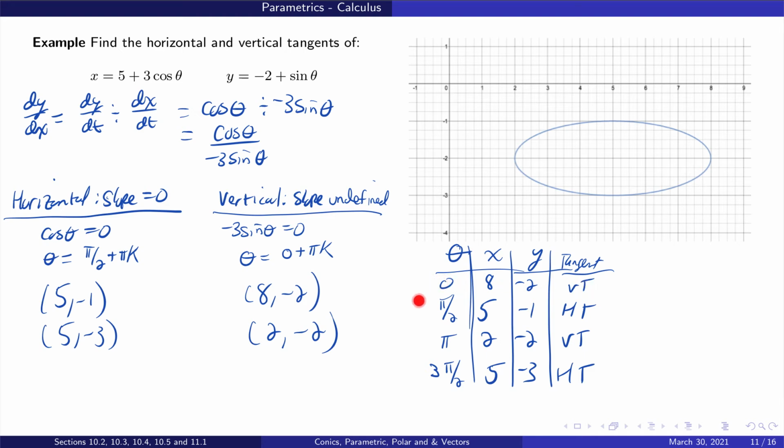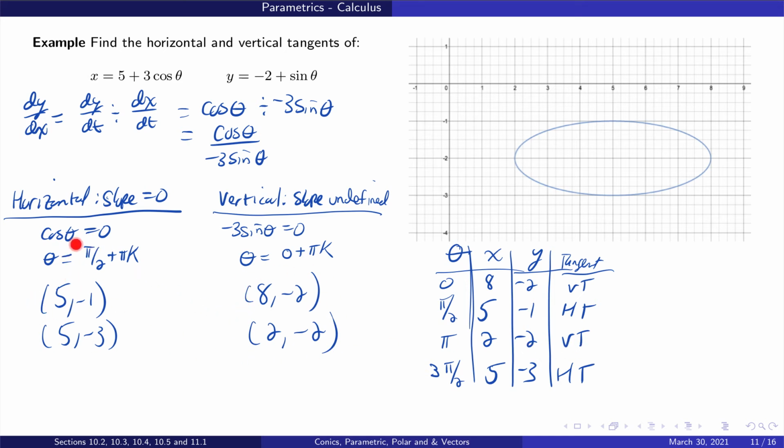The next location of a vertical tangent is at pi. Again, plugging in pi. This time, cosine of pi is negative 1, so 5 plus a negative 3 is 2. And sine of pi is 0, so again, I get negative 2. At 2, negative 2, I'll have a vertical tangent. So the vertical tangents are here.